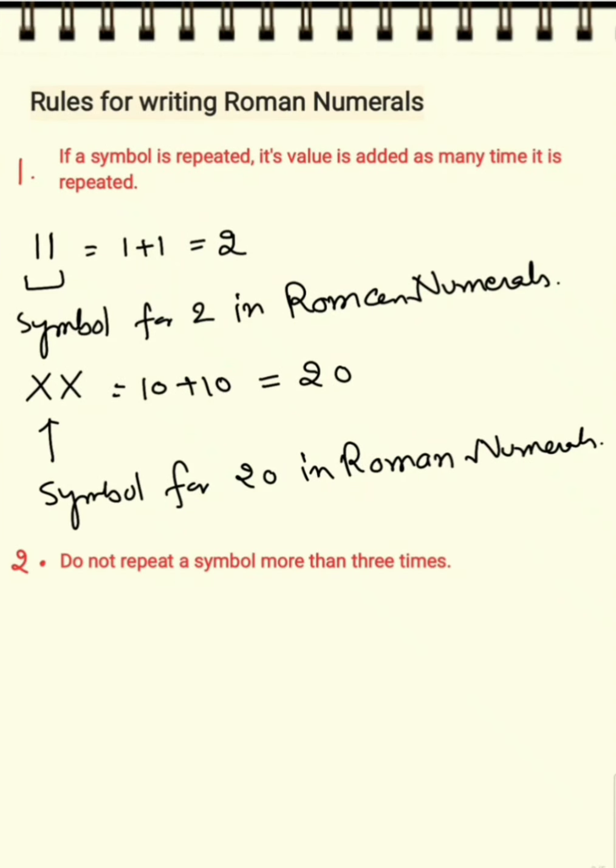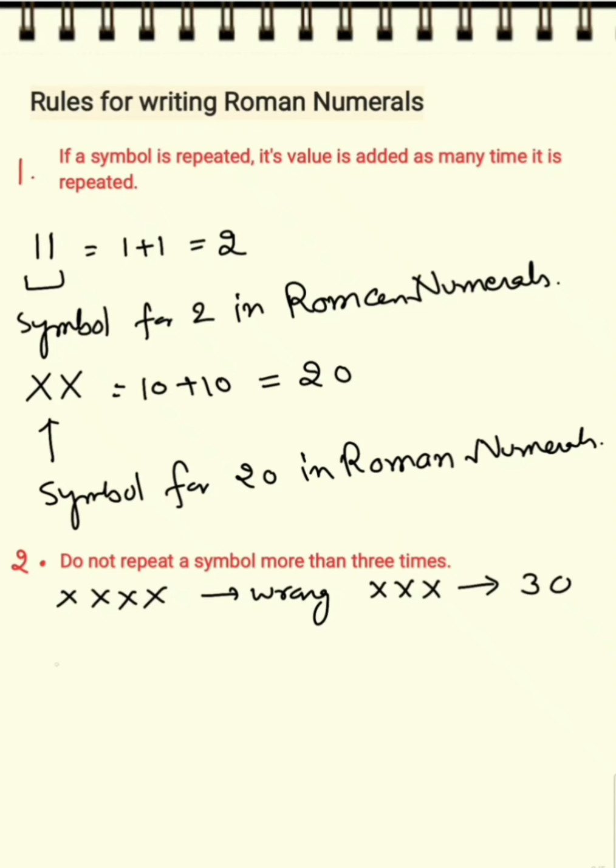The second rule is that we are not supposed to repeat any symbol more than 3 times. For example, if I write like this, here I have repeated X 4 times. So this is the wrong way. X can never be repeated more than 3 times. This is the maximum, and this will become equal to 30.